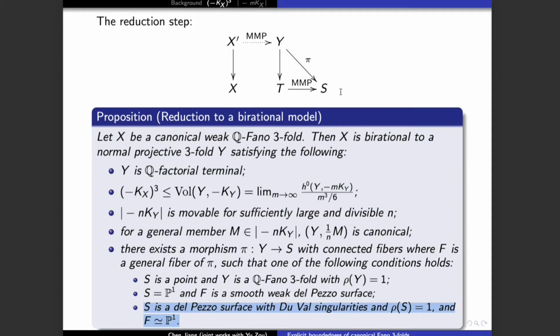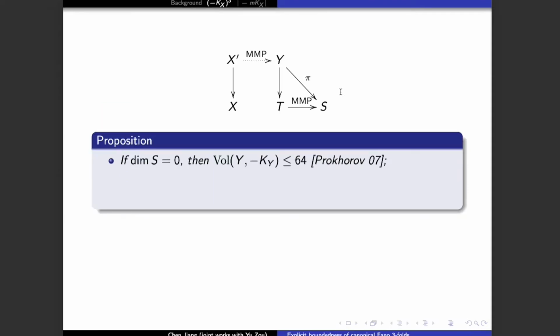Okay. So then from this proposition, we can discuss. We know that in order to bound the volume of X, we need to bound the volume of Y. Then we can discuss by the dimension of S. If the dimension of S is 0, then we know already by the product result that the volume is bounded by 64. Then we are done.